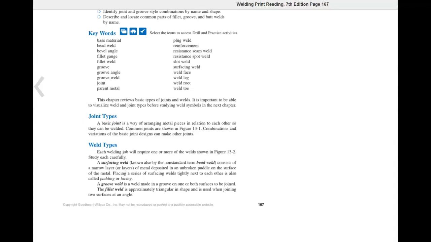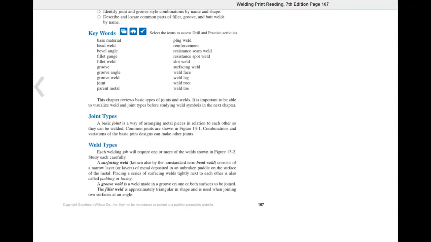Joint types. A basic joint is a way of arranging metal pieces in relation to each other so they can be welded. Common joints are shown in Figure 13-1. Combinations and variations of the basic joint designs can make other joints. Weld types. Each welding job will require one or more of the welds shown in Figure 13-2.